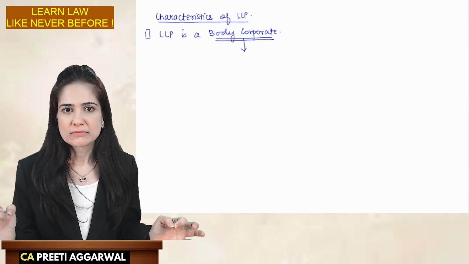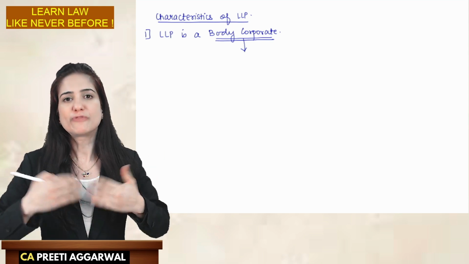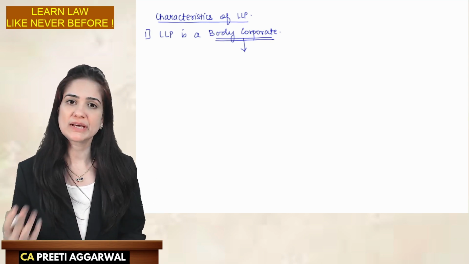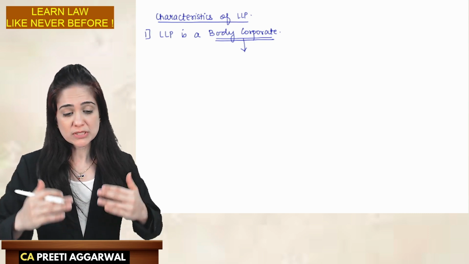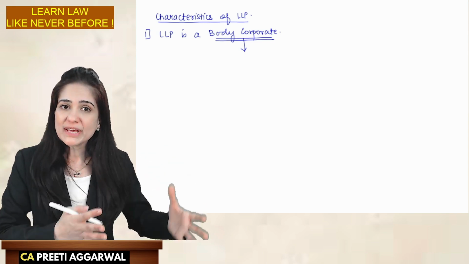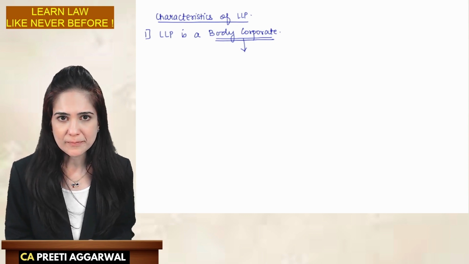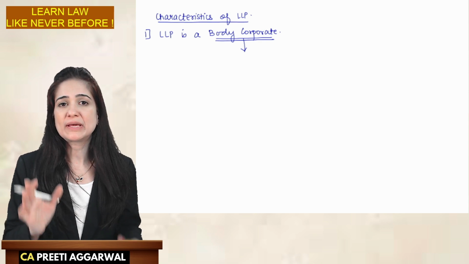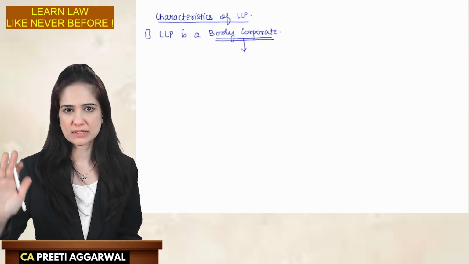Body corporate consists of two words. Corporate means that it has to be formed, it has to be incorporated in the act. Now, since we are discussing the LLP Act, all my discussion will be around the LLP Act. So it is formed, it is incorporated under the LLP Act. Body, because it is clothed with legal personality. From this, we conclude that body corporate means that LLP is a separate person in the eyes of law. It also has perpetual succession.